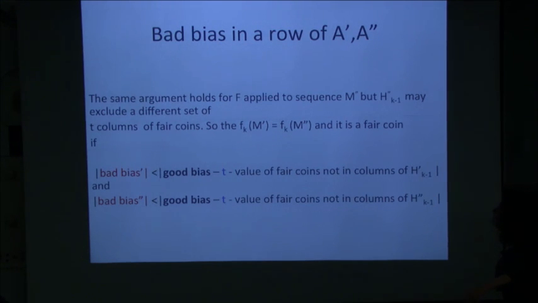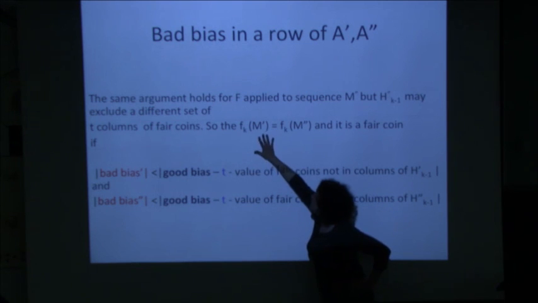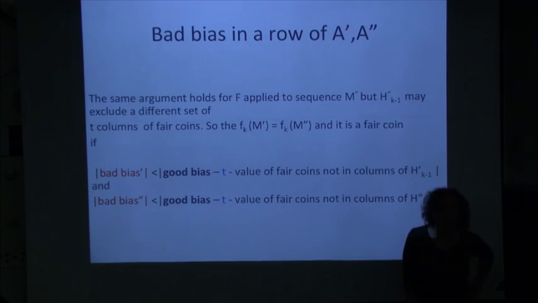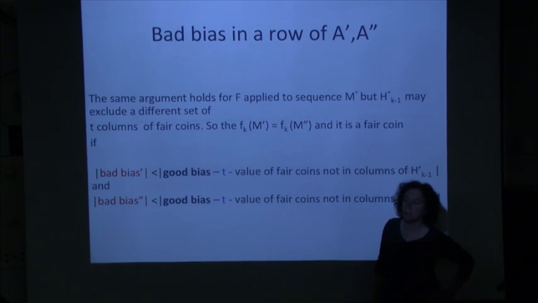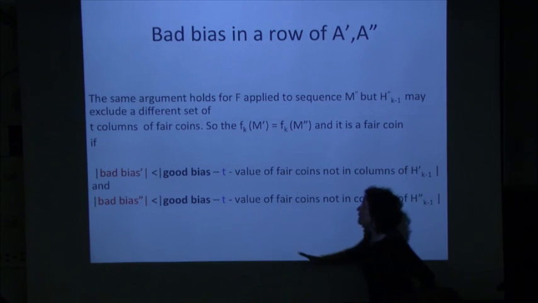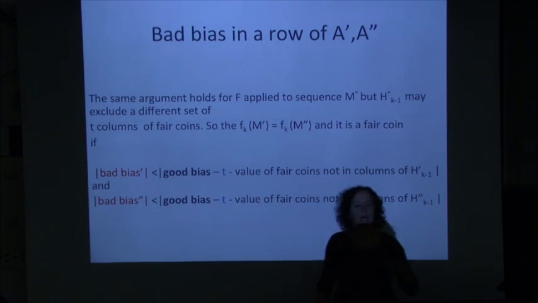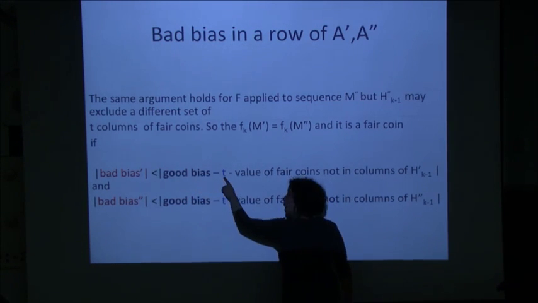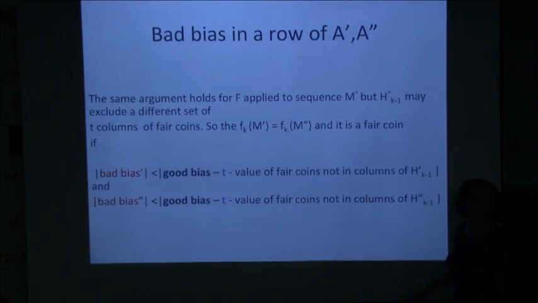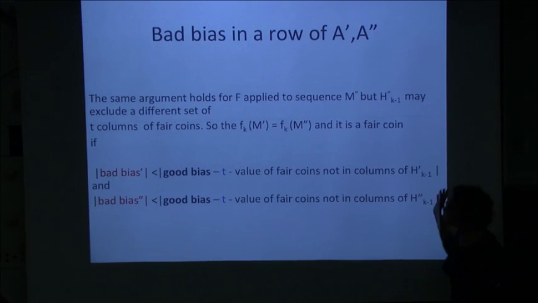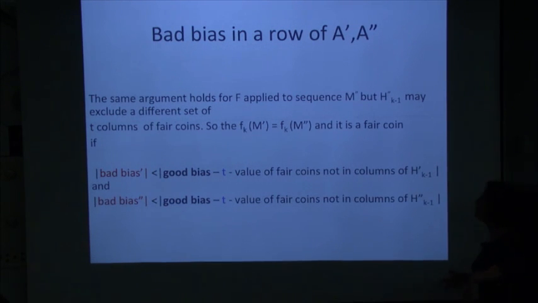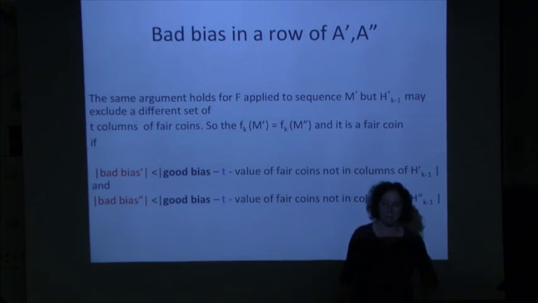All right, so we want that F applied to M prime, if M prime is one of the matrices in one sequence and M double prime is the corresponding matrix in the other sequence, F will give the same value, and we want that it will be a fair coin. Okay, and it will be fair if the bad bias is small enough. If the bad bias is smaller than the good bias minus the values that were excluded by the adversary, minus the value of the fair coins that were not in the columns that are no longer in consideration, and that's true for both streams, then they will agree on a value, and that value will be determined by the good bias, by the random coin flips.